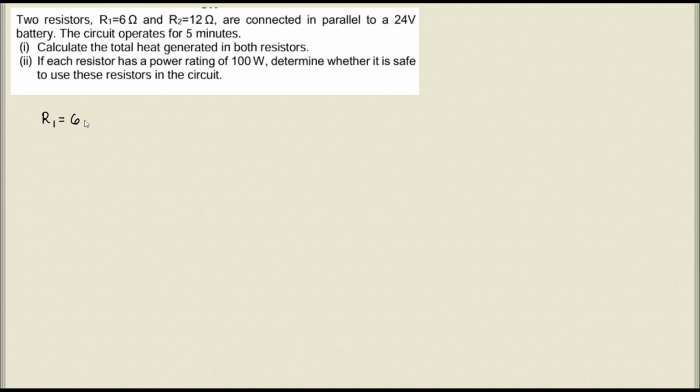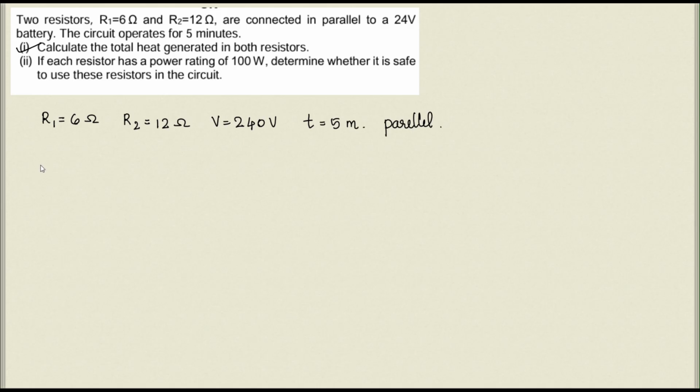R1 is given as 6 ohm and R2 is given as 12 ohm. Yes. And the voltage is given as 24 volt and the time of operating the circuit is 5 minutes. Now, the first question is to calculate the heat generated by both the resistors together. They are connected in parallel also. It is also given, okay. So together, how much heat will be generated by these resistors?